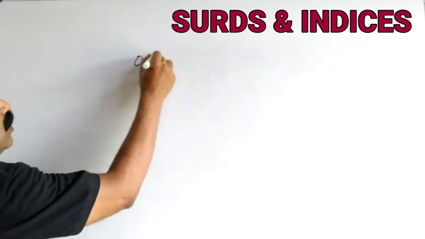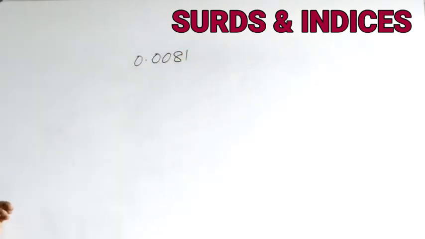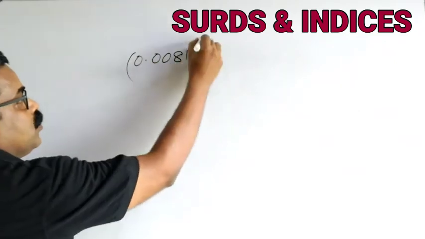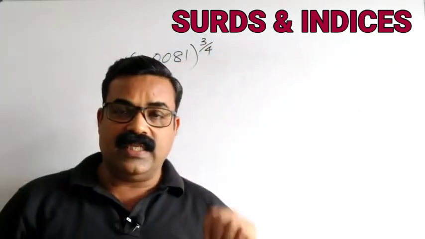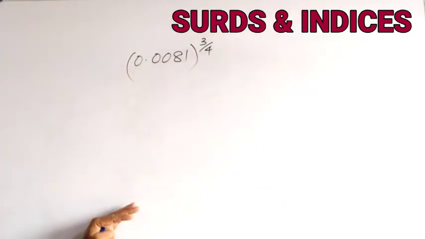So the next question is the same type of question: 0.0081 power 3 by 4. Now you can solve it. We have already solved this type of question, so you can easily solve it. Options are also given. Let me write the options.